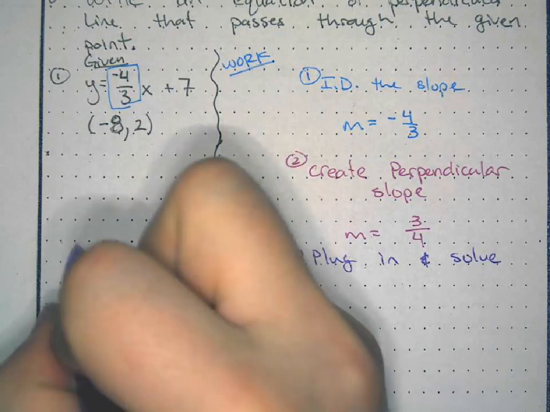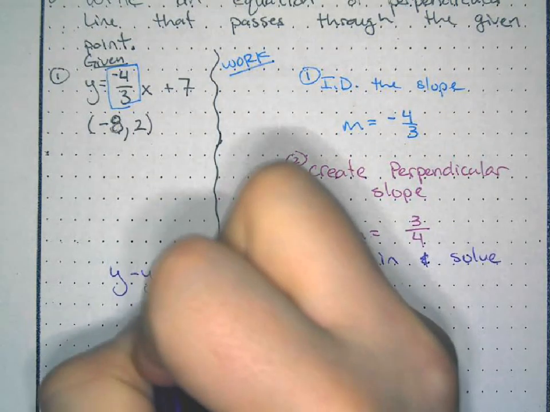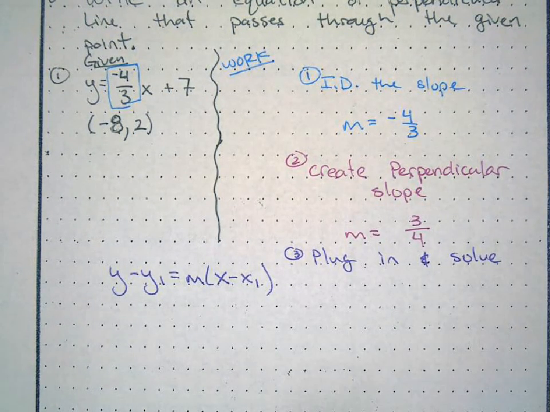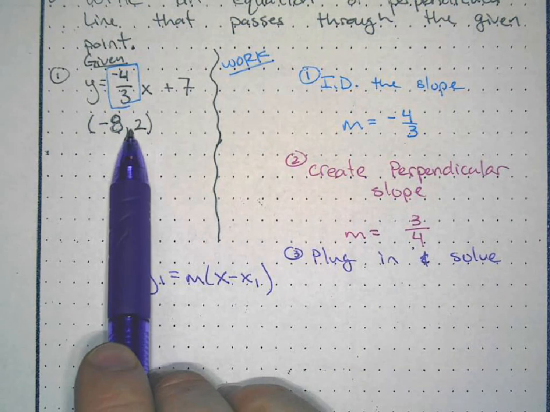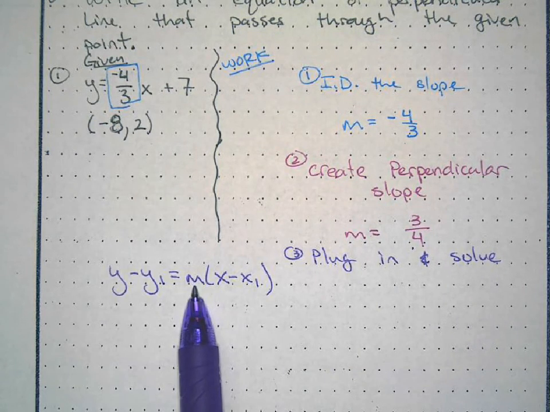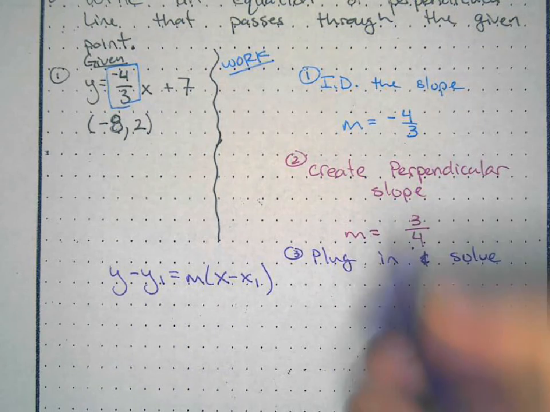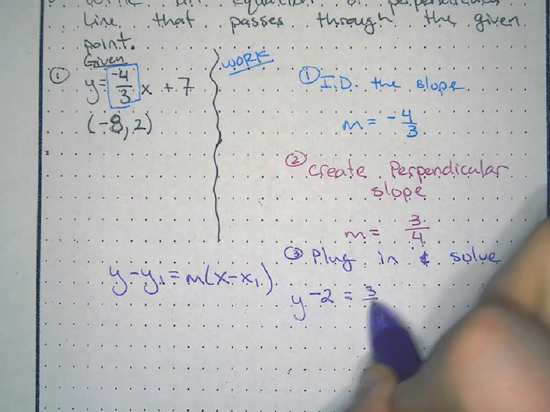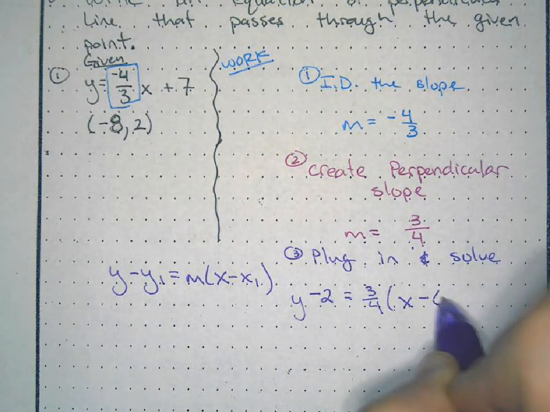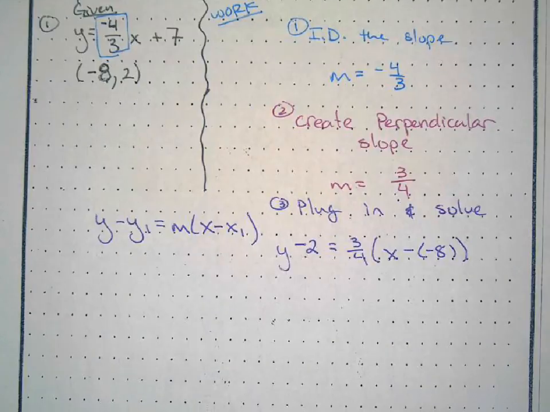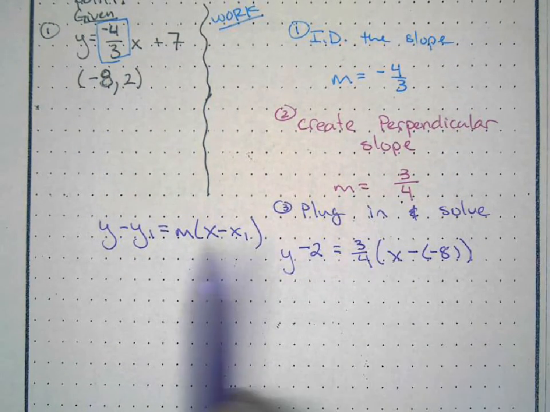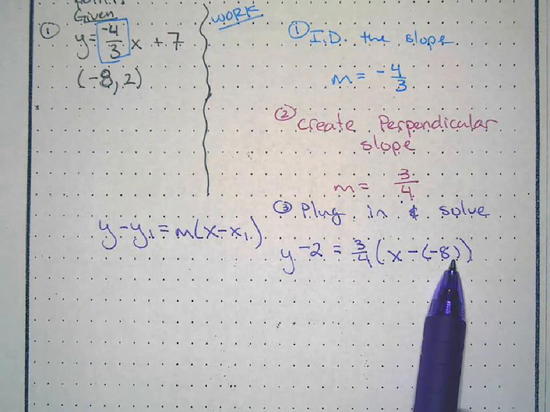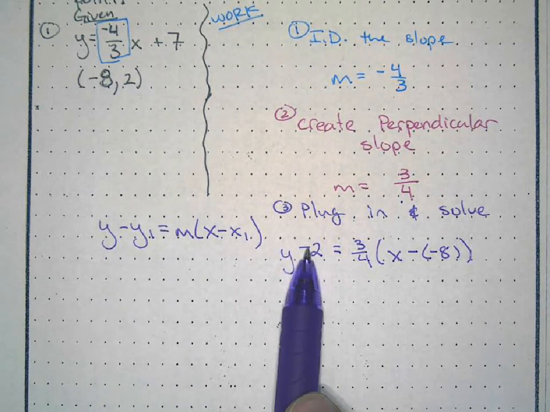Remember, we're always plugging into that y minus y1 equals m times x minus x1. I'm always plugging into that. So I have a slope and a point. Okay, so let's plug in. So I'm going to go y minus 2 equals 3/4 times x minus -8. Just plugging in. Plugged in my 3/4 for my m, plugged in my x1 minus -8, and then I plugged in my y1 minus 2.